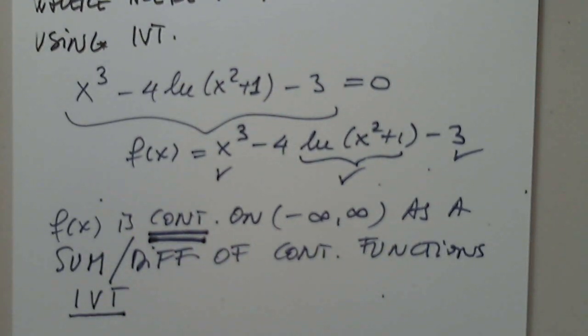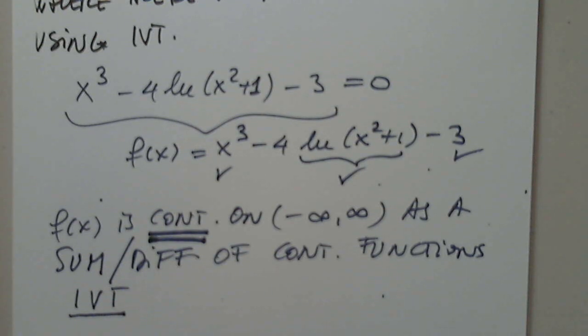I will put the function in the graphing calculator. In y equals, clear, the function is x cubed minus 4 natural log of x squared plus 1, close, and minus 3. I know the function is continuous everywhere. There is no restriction, no problem.